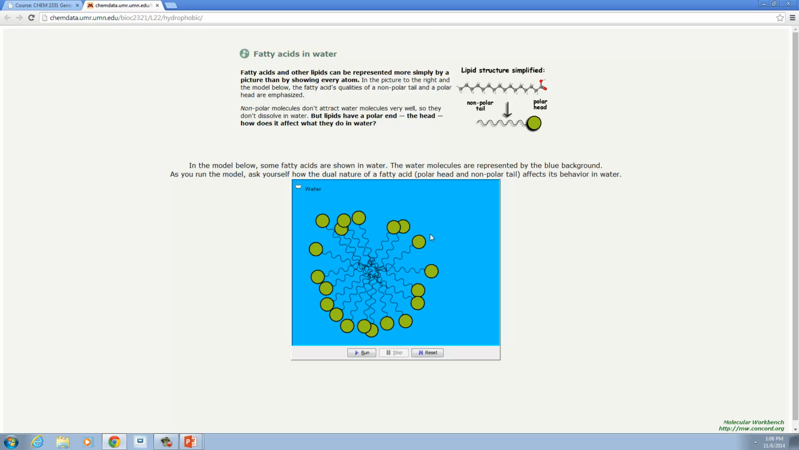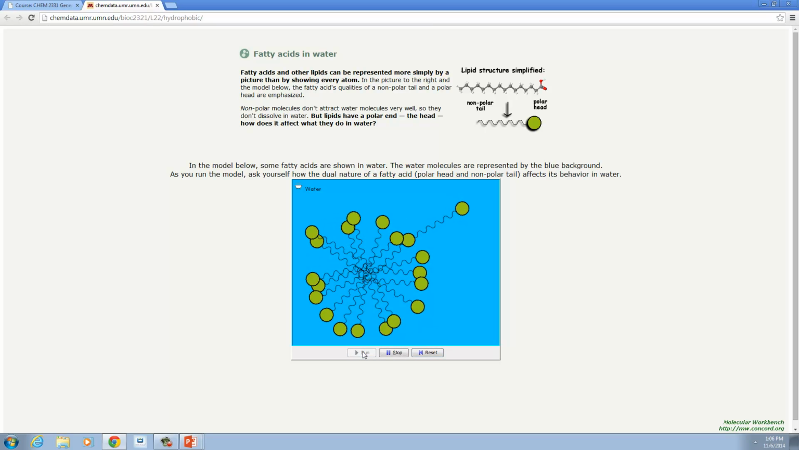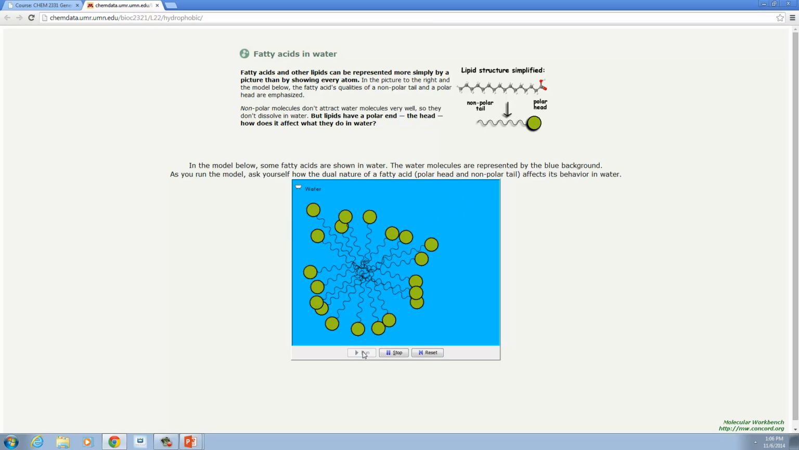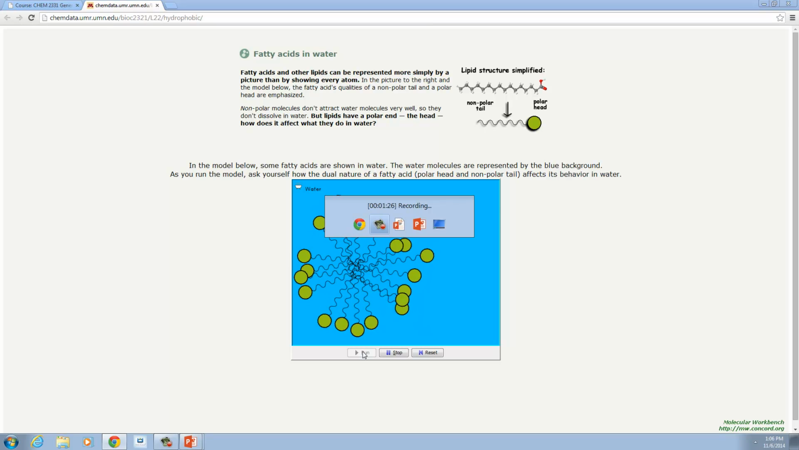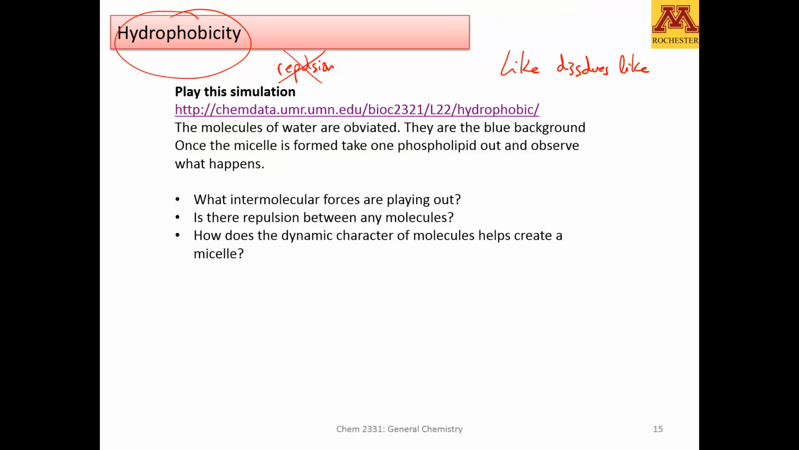Okay, so if I place this one, oops, place this one. No, it's not going to work. Yes. Place this one outside and let it be. It'll go back to form this spherical form typical of a micelle. So how can we explain that?